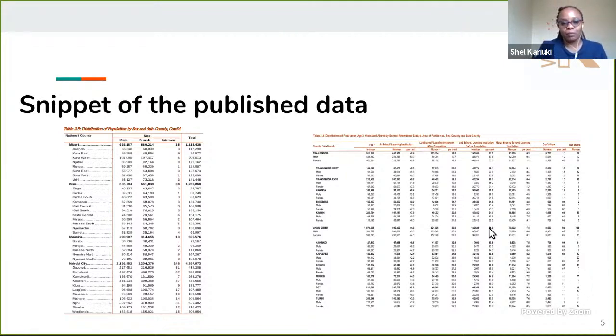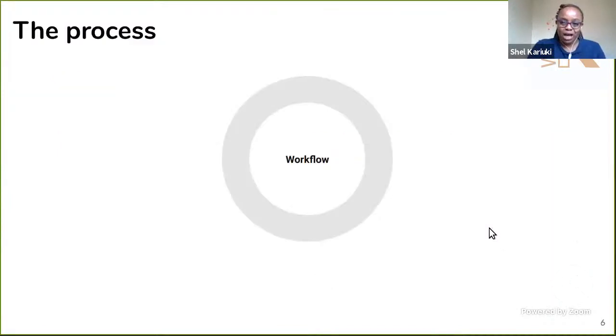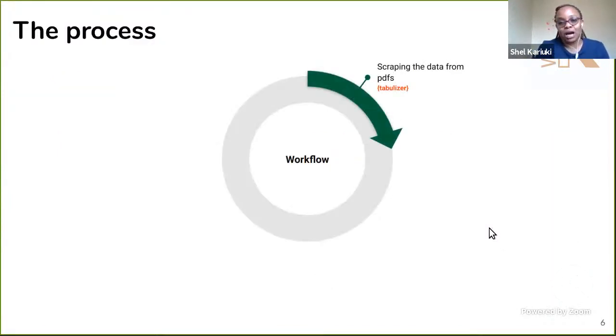And that's where the idea came. I got the idea to scrape this data and store it in a package so that people can easily use it. So the process first began with scraping the data from PDFs. I used the tabulizer R package, which provides the R bindings for the Tabula Java library. Tabulizer is such an awesome package. It contains two functions that I use mostly. The first one was extract areas, and the second one was extract tables.